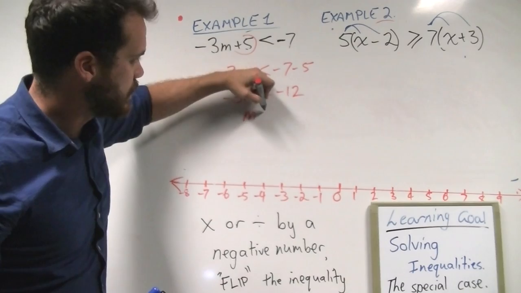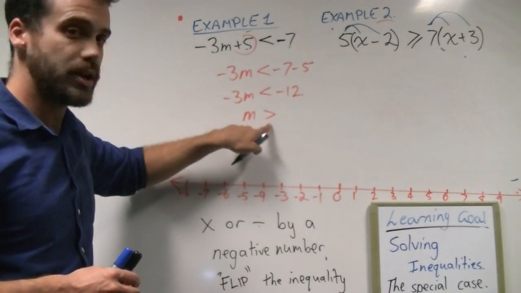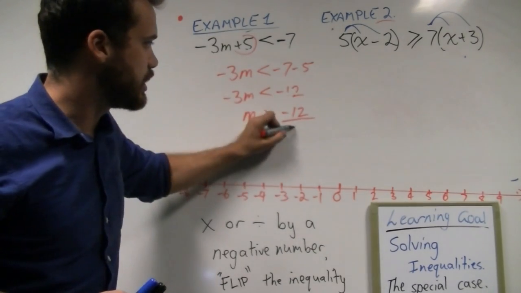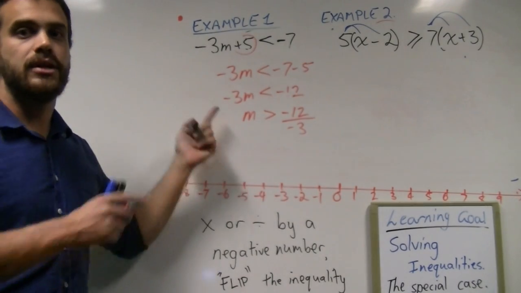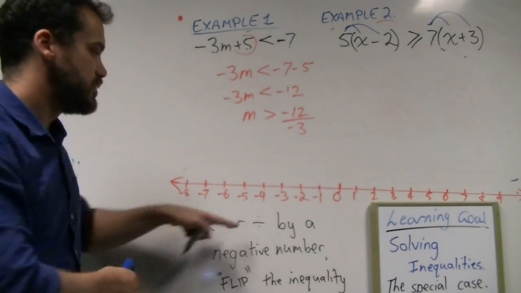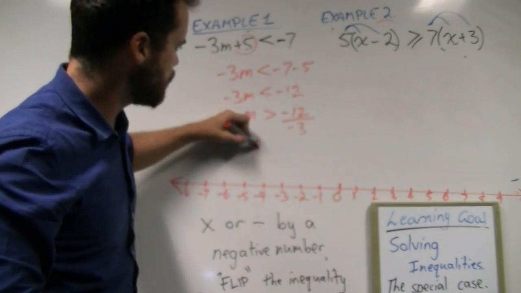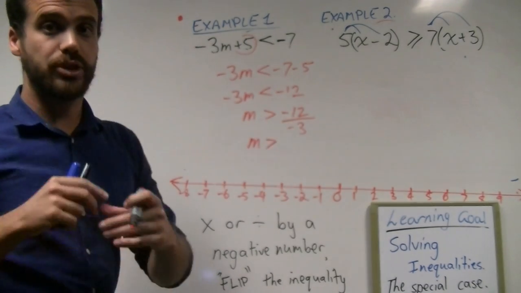n is greater than, I've just flipped the inequality, it's gone from less than to greater than, negative 12 divided by negative 3. I just divided both sides by negative 3 to get rid of the negative 3. So to do that, I need to follow my rule: divide by a negative number, flip the inequality. That means that n is going to be greater than negative 12 divided by negative 3, which is positive 4.